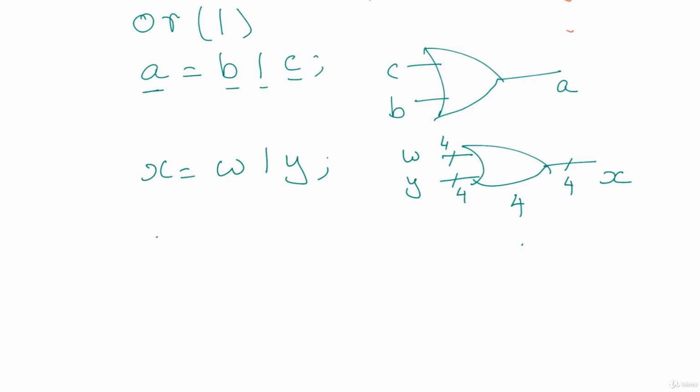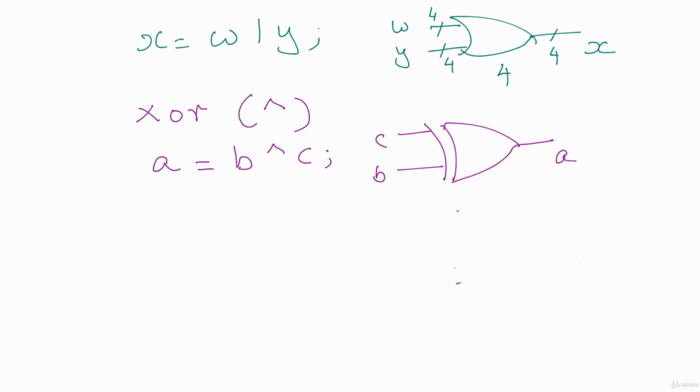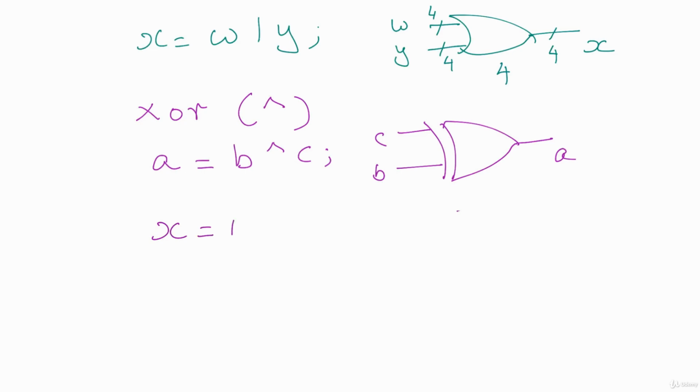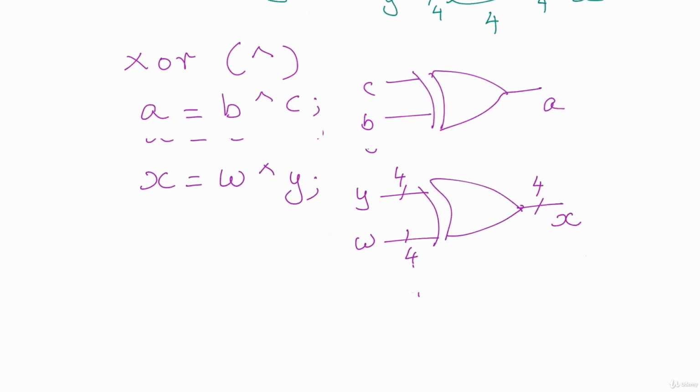Next we'll see XOR. XOR has this symbol, the caret. So A is equal to B XOR C. You have C and B, they both are XORed, and you get A, and all of them are single bit. If we write X is equal to W XOR Y, then Y and W both are 4-bit, and you XOR and get X, which is also 4-bit.